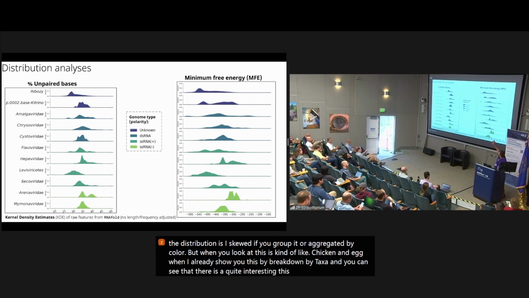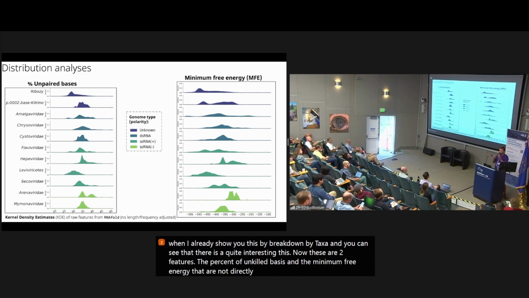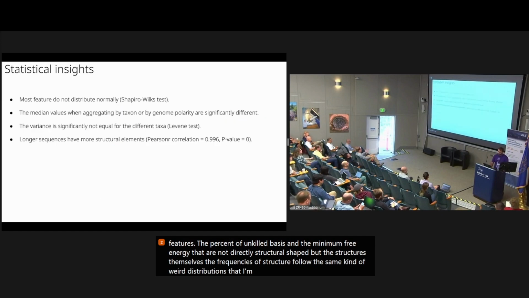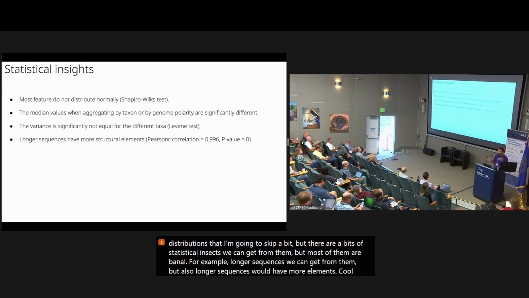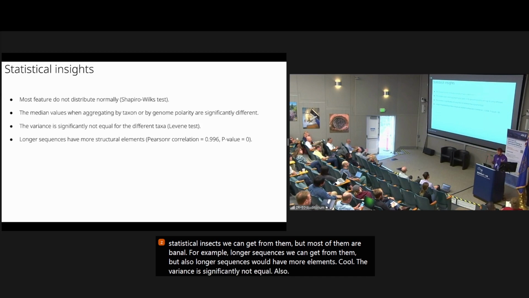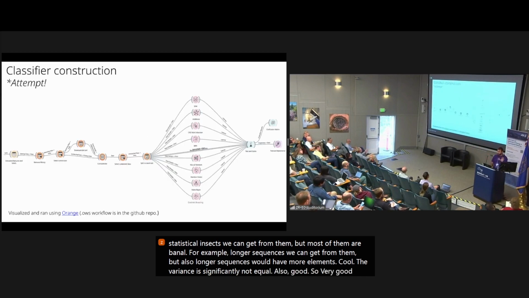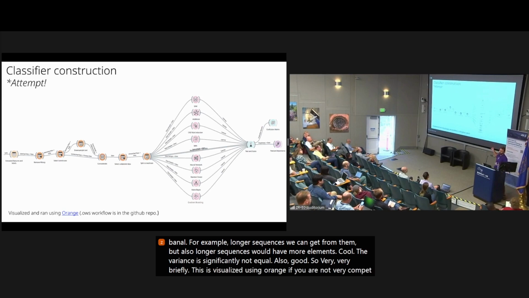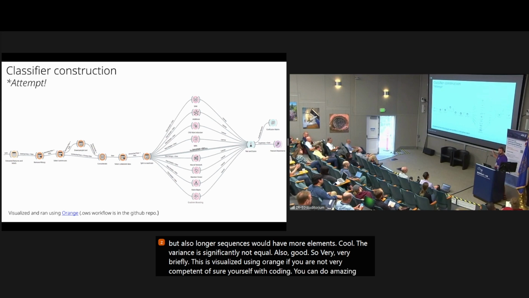Now, these are two features, the percent of unpaired bases and the minimum free energy, that are not directly structure shapes, but the frequencies of the structures themselves follow the same kind of weird distributions. I'm going to skip a bit, but there are some interesting statistical insights we can get from them, though most of them are banal. For example, longer sequences would have more elements. Cool. The variance is significantly not equal. Also good. So very briefly, this is visualized using Orange. If you are not very competent or sure of yourself with coding, you can do amazing stuff with it for data mining and data analysis.